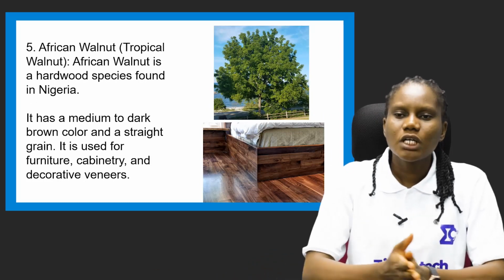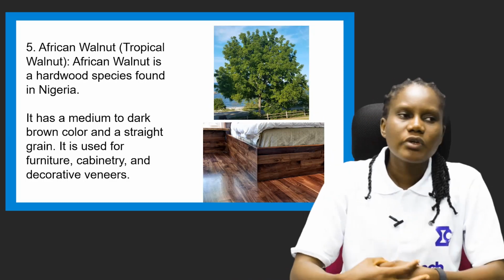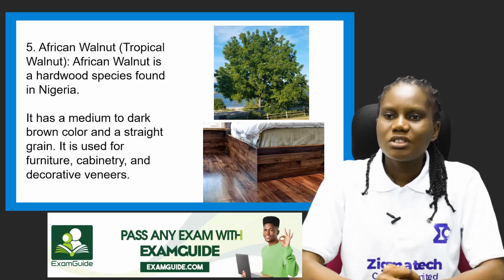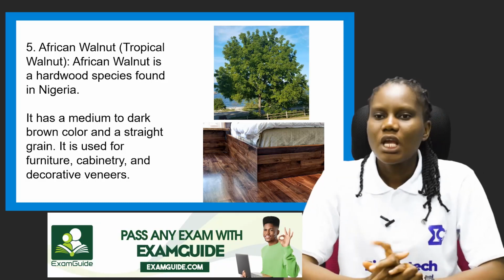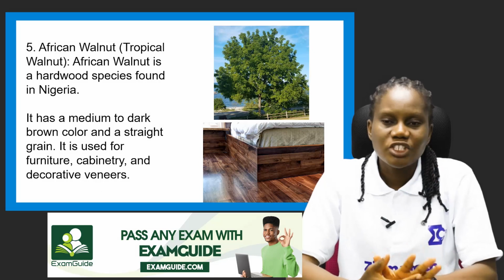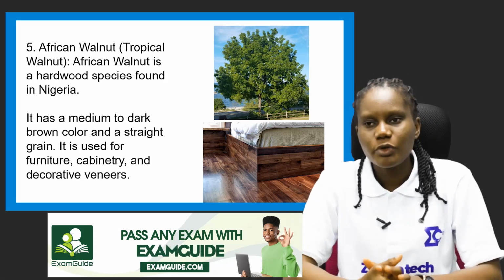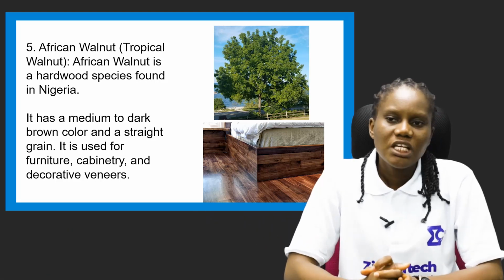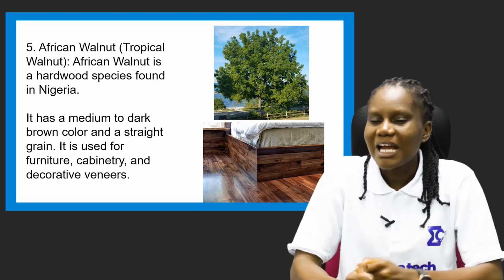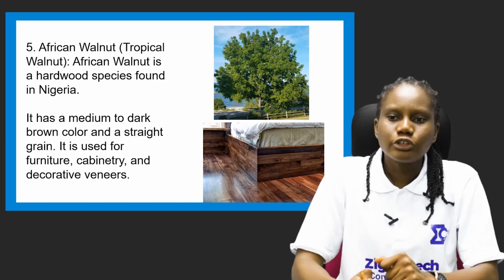Number 5 is African walnut, or you can call it tropical walnut. African walnut is a hardwood species found in Nigeria. So Nigeria is home to African walnut, or the tropical walnut. It has a medium to dark brown color and a straight grain.